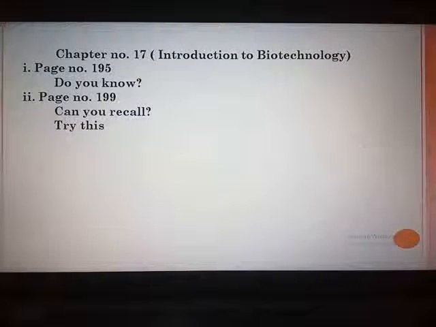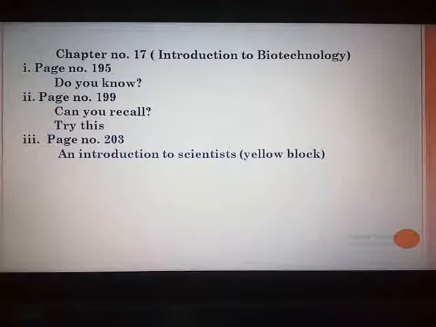Page 201, there is no reduction. 202 also, no reduction is there. Directly we move to page number 203. Towards the right side of the page you have a yellow block, an introduction to scientists. Remove that block, about Frederick Campion Steward. Remove that.